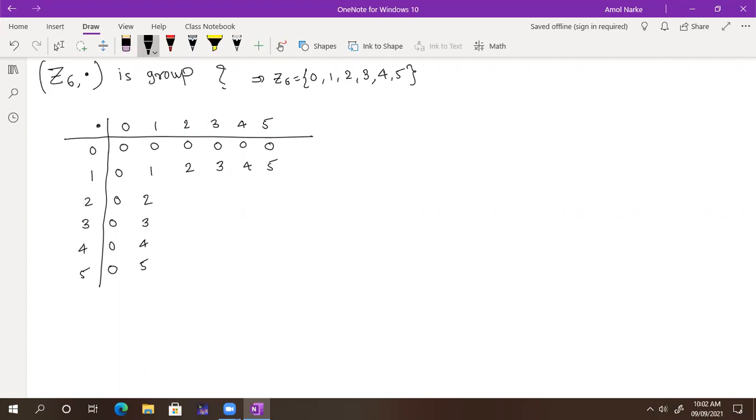Now here we have an interesting thing. What is 2 into 2? 4. Okay, can I write down 4? What is 2 into 3? It's 0. Very good. What is 4 into 2? It's 8, but 8 is congruent to 2. Very good. What is 5 into 2? 4, because 5 2s are 10, but 10 is congruent to 4 mod 6. Very good.